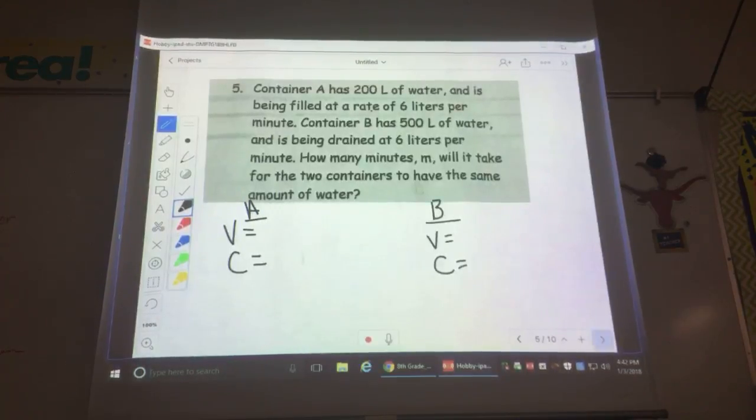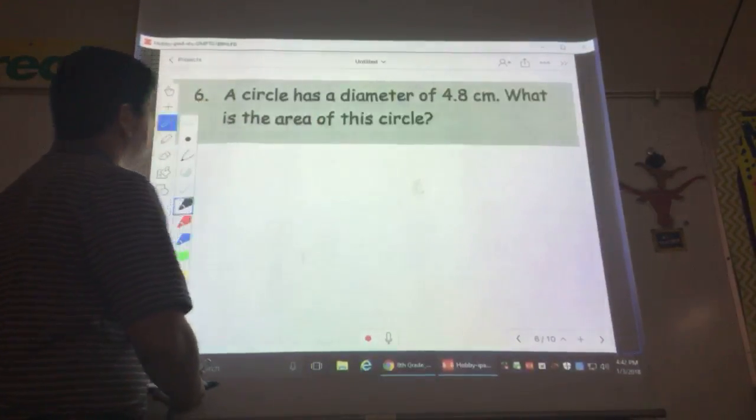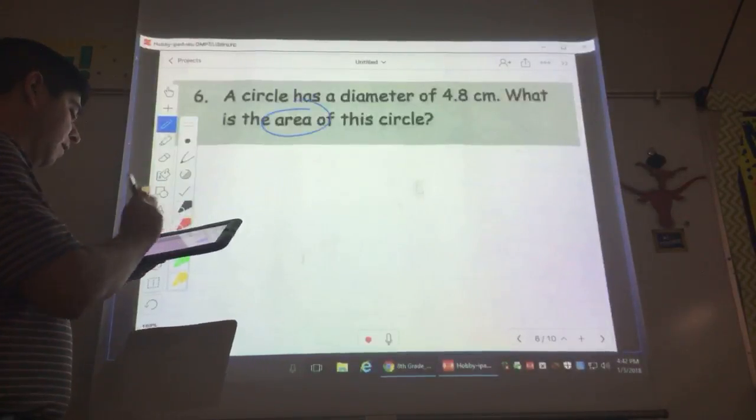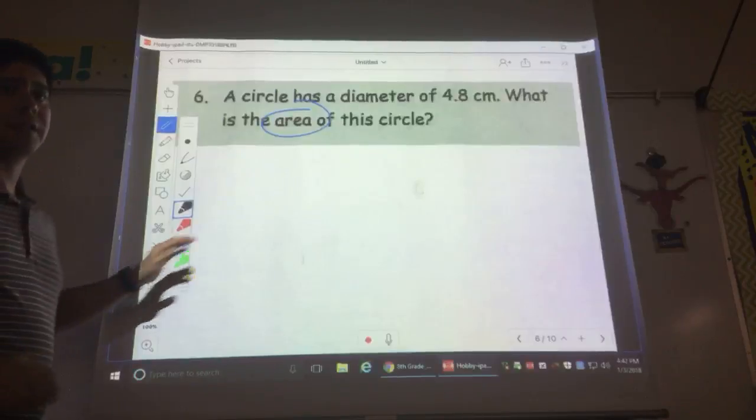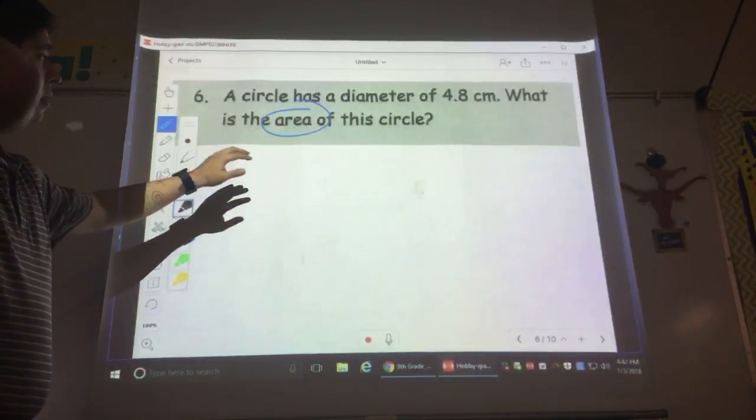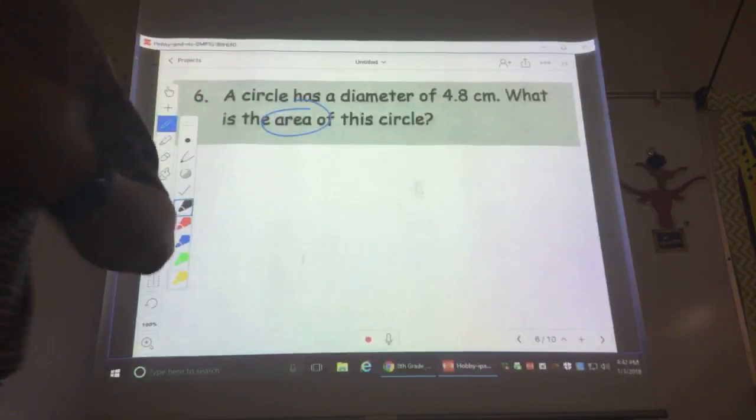Number 6. A circle has a diameter of 4.8 centimeters. What is the area of this circle? So we're looking for the area of the circle. Now, don't get confused with the effects of scale factor, which is what we just talked about earlier. This isn't that. All we're doing is looking for the area of a circle.